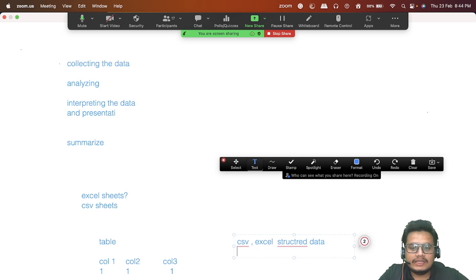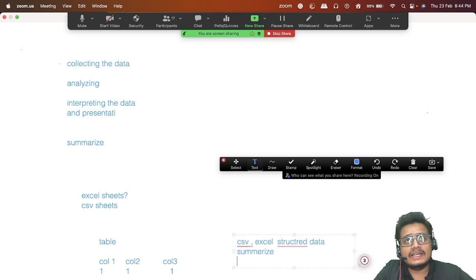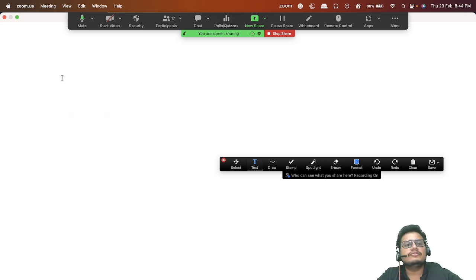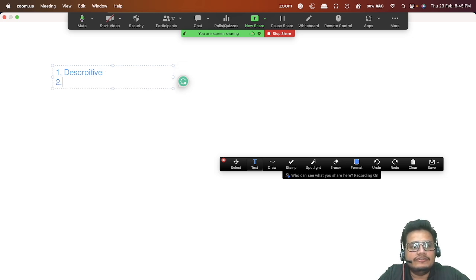Structured data. We can summarize this data, right? We can do some analysis on the data, and we can draw some conclusions from this data. So this is our statistics. Now statistics is of two types. First is descriptive, and second is inferential.